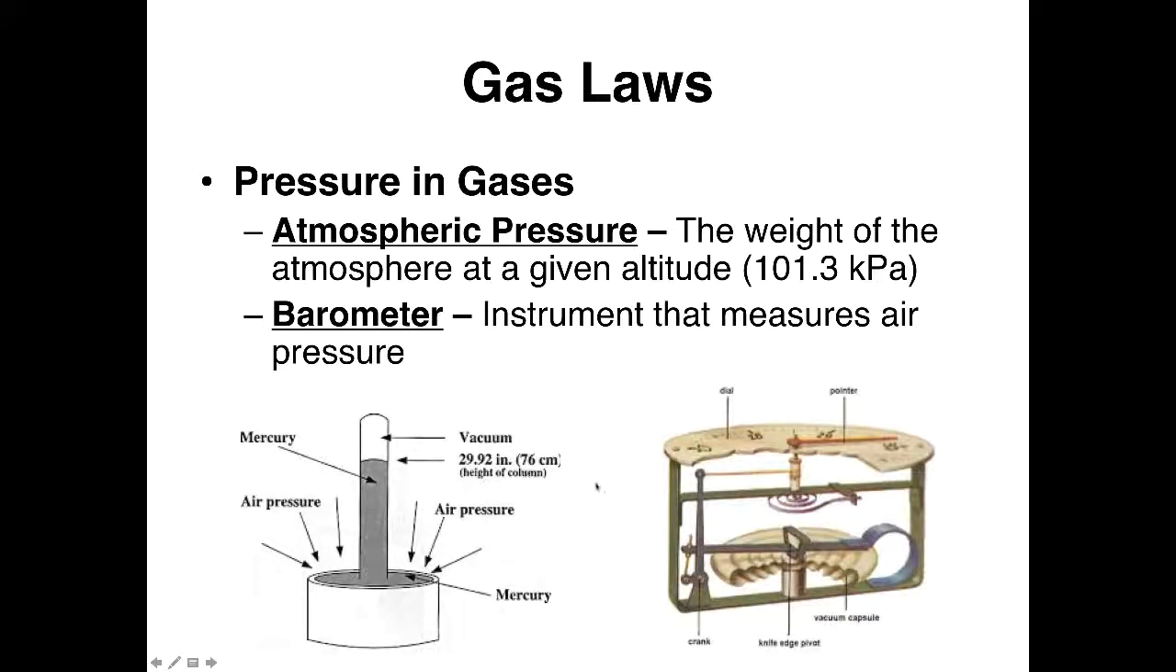And here's a different kind of barometer. This is called an aneroid barometer. And what happens in here is you have, again, a vacuum capsule that, when the air pushes on it, causes this to turn. And this turns, and this basically turns this dial and measures it out that way.